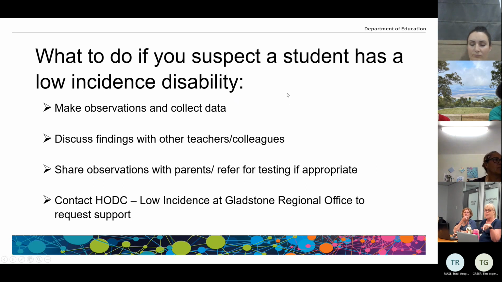And so if you suspect a student has a low incidence disability, then I would be making lots of observations and collecting data. And you might not do it in this order here, but these are some things that we would suggest. Discuss the findings with other people to see if they notice the same things. And of course, talk to the parents, refer for testing if it's appropriate, and contact us.